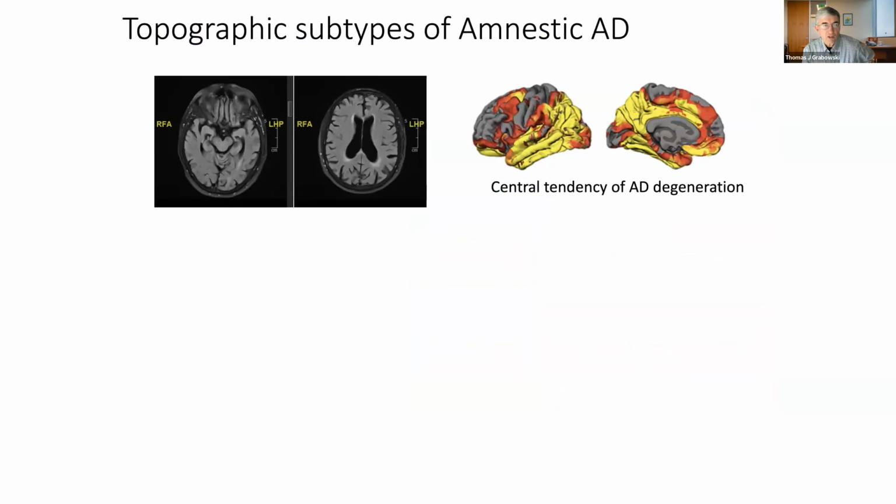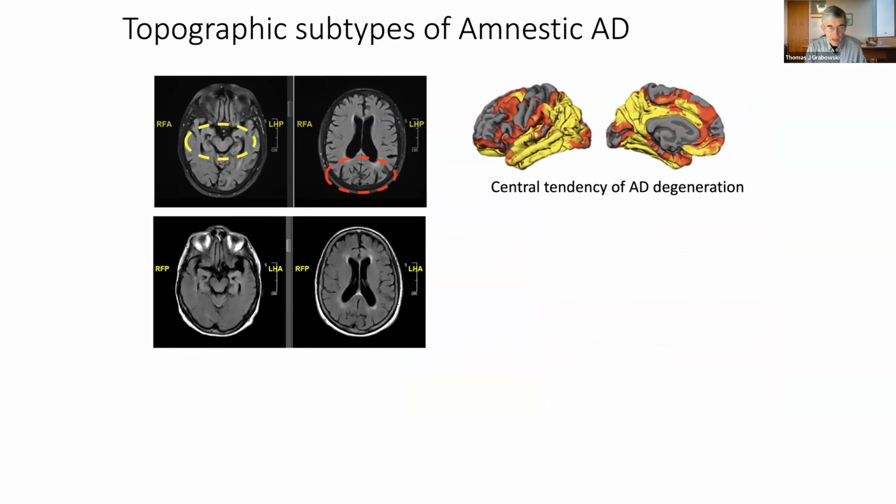I want to talk about the variability of Alzheimer's disease. Just going to give you one example. So this is typical Alzheimer's degeneration, hippocampal atrophy, cortical atrophy, especially posteriorly. And you can see this summarized in this 3D diagram.